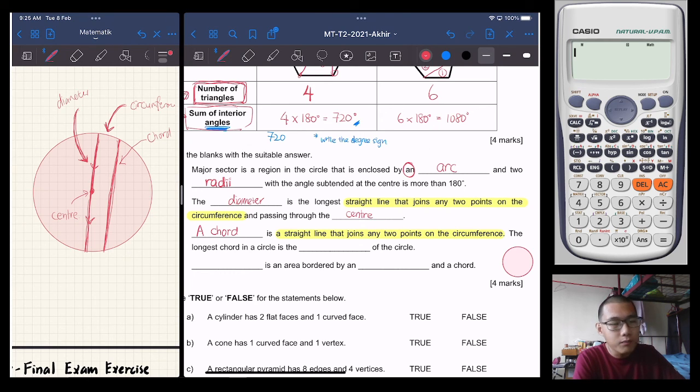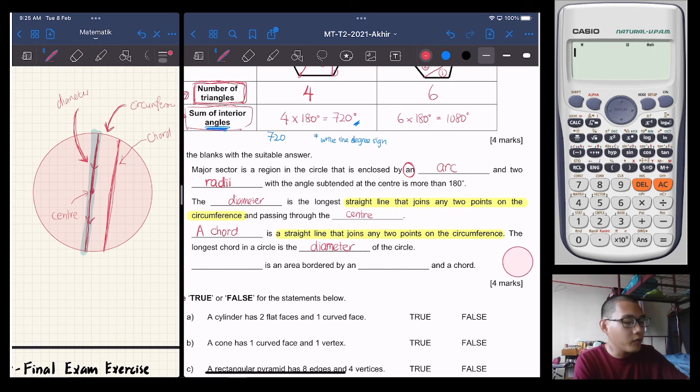The longest chord, just now we learned already, right? The longest chord must be in this position. This one we call the diameter of the circle. Okay, so last one.